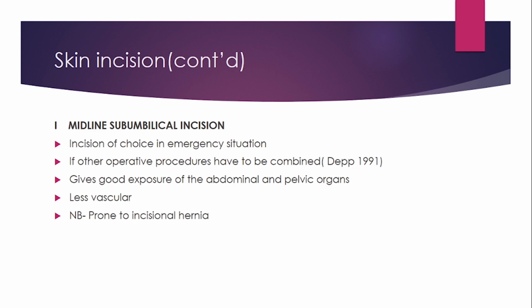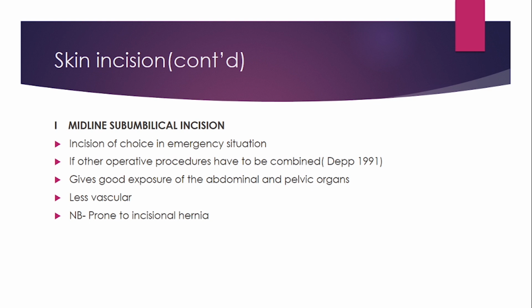So now, let's talk about midline subumbilical incision. It's actually the incision of choice in emergency situations. Then, if other operative procedures are to be combined, it may be better to do a midline subumbilical incision. Then, of course, the exposure of the abdominal and pelvic organs is better with this incision. Then it's less vascular. The bleeding is less when you use this. The only problem with this is that it's prone to incisional hernia.